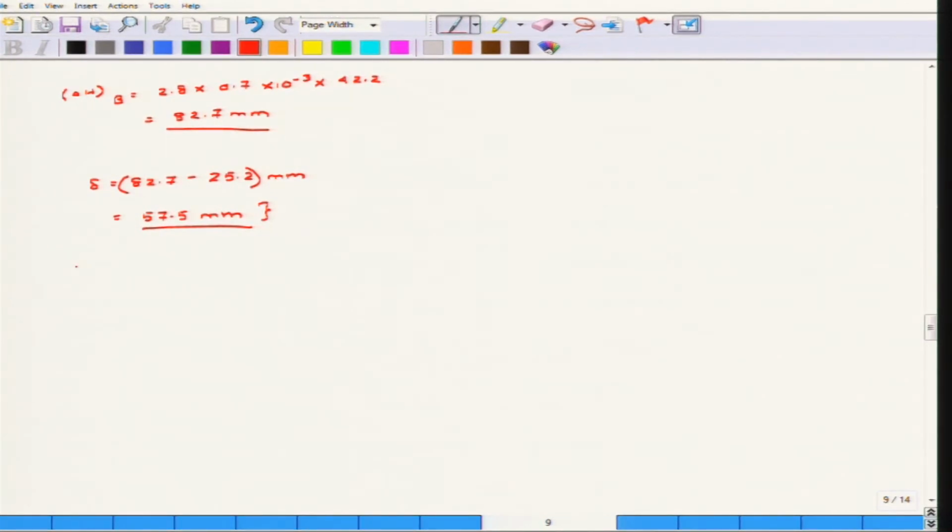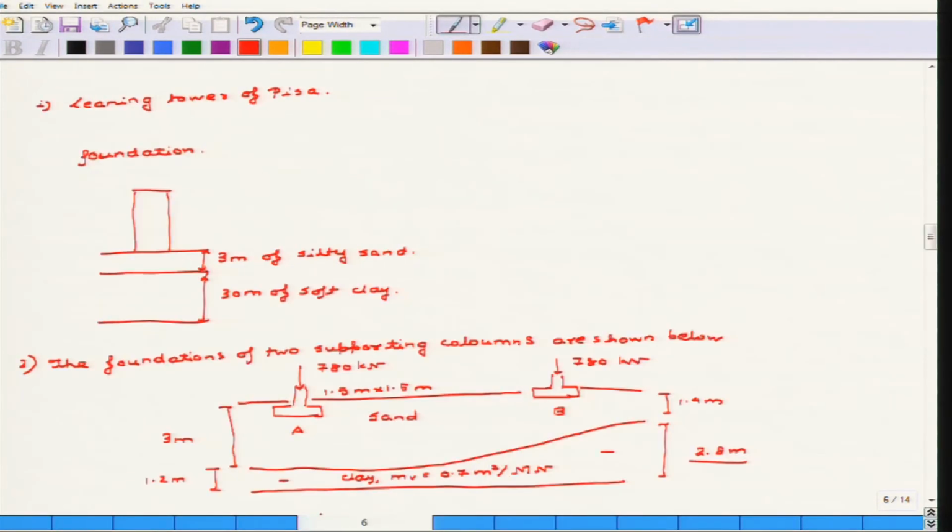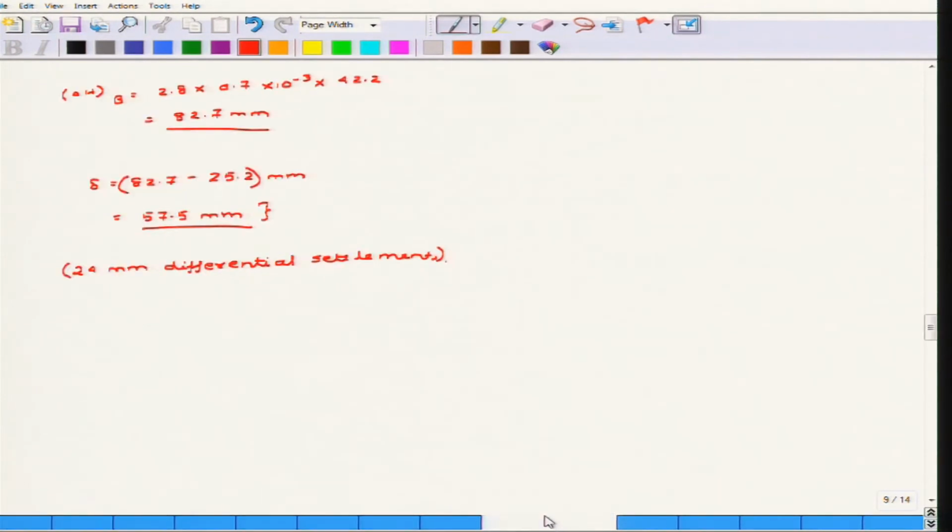Now generally the code prefers a differential settlement of 24 millimeter. So if you consider the 24 millimeter differential settlement, this is obviously greater than 24 millimeter differential settlement. So you cannot construct a building like this. I mean, you cannot construct a building on the clay layer with a differential settlement of 57.5 millimeter.